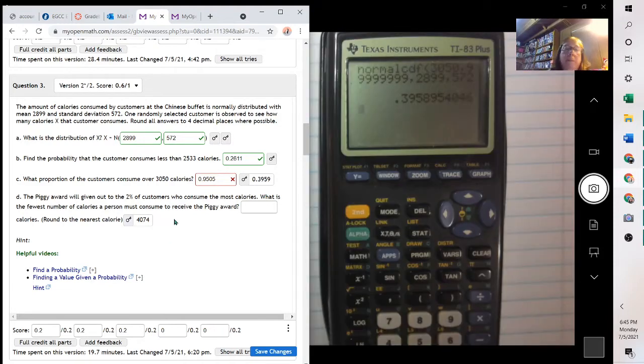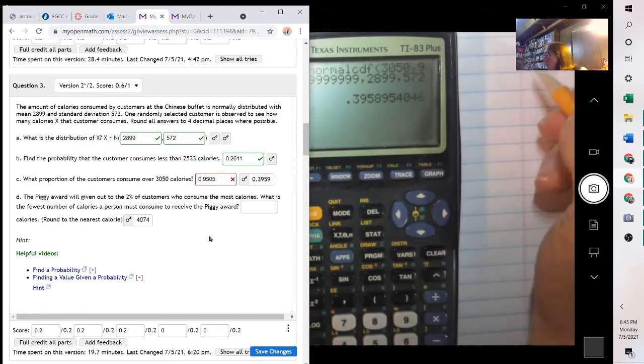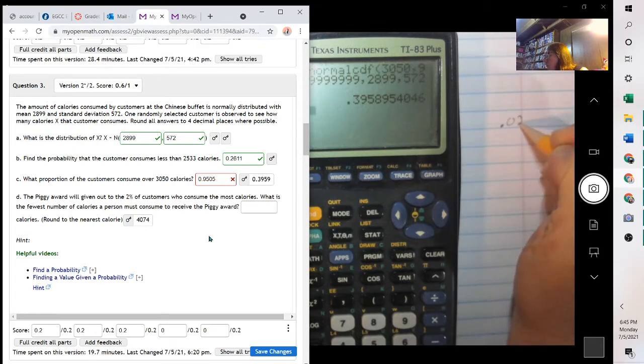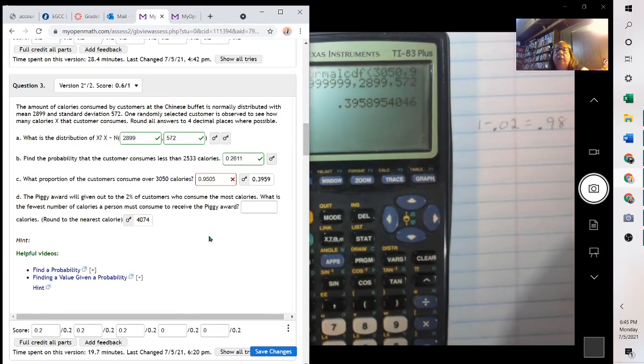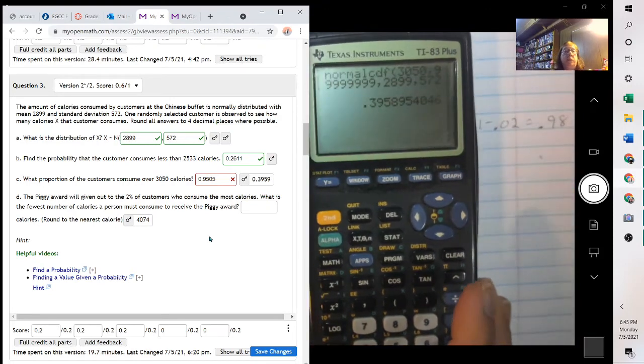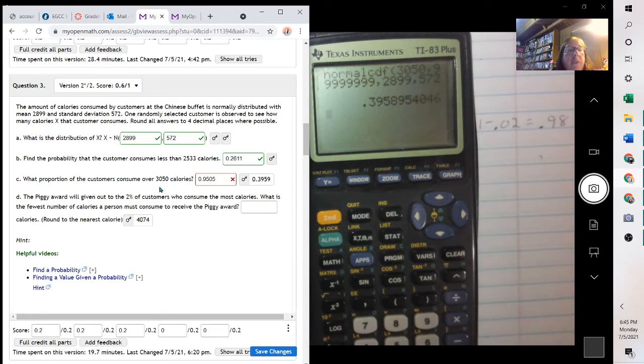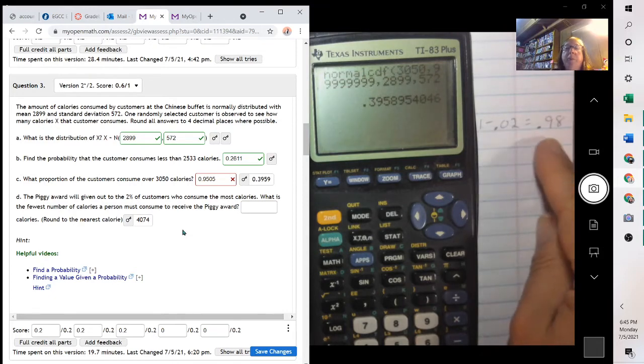Then this one, similar to the other percent problem, 2% of the customers who consume the most calories. What's the fewest number of calories a person must consume to receive the award? So we want more than 2%. If we take 0.02 and subtract that from 1, the percent below it will be 98%. So instead of 0.02, we're going to put 0.98 because we wanted the most calories. We wanted more than 2%. So 0.98 would be below.